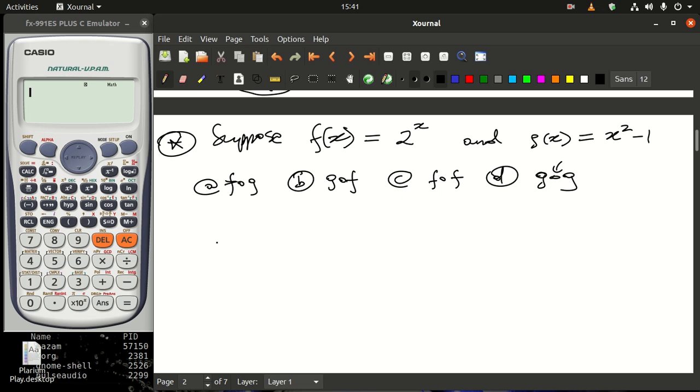Before I proceed, I don't want you to get lost. Sometimes you find someone writing the composition of f and g this way, and someone else might use a different notation, like f of g of x, or someone might decide to just use this f of g of x.